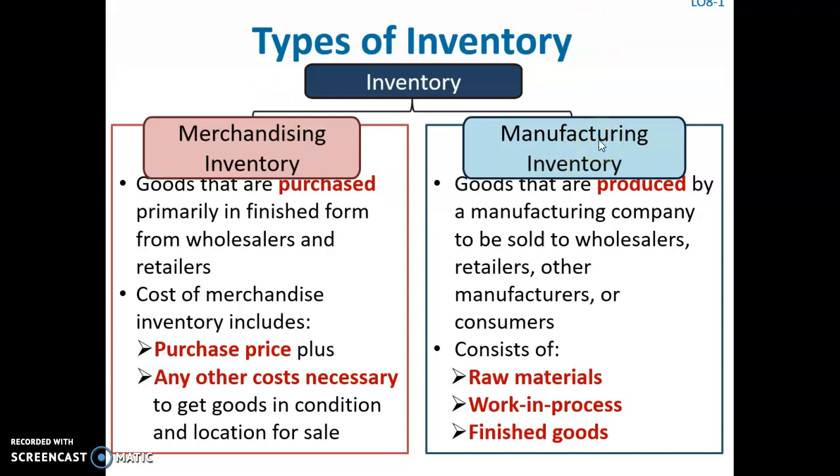Unlike merchandising companies, manufacturing companies produce the goods they sell to wholesalers, retailers, other manufacturers, or consumers. Inventory for a manufacturer consists of raw materials, work in process, and finished goods.